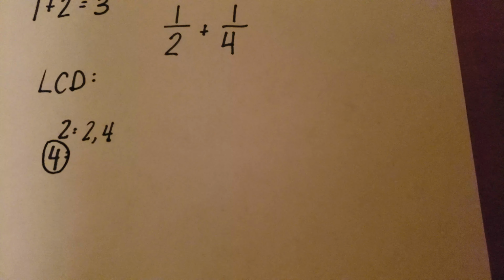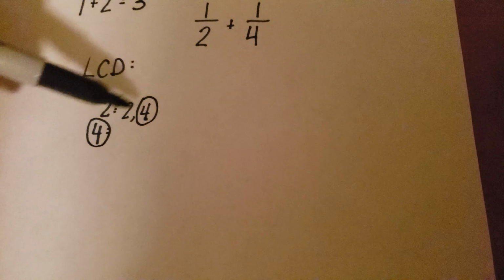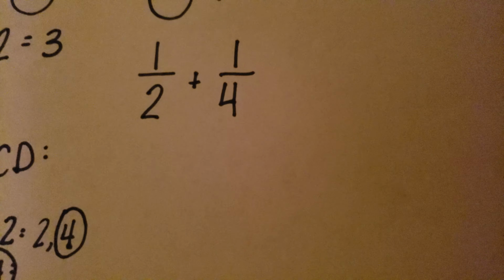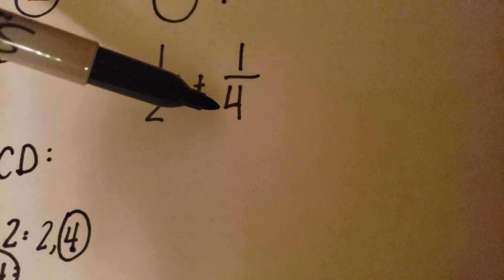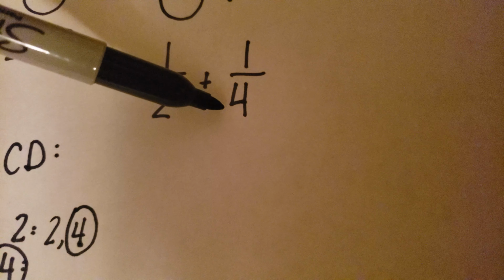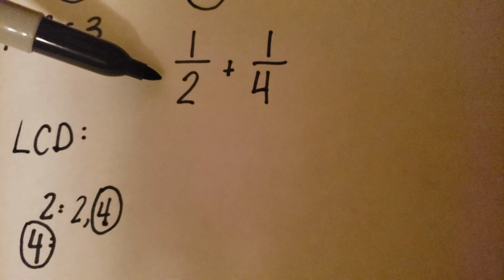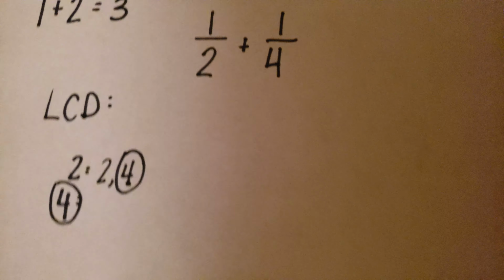I don't even have to list my multiples for 4 anymore because I have found a 4 in common with this 4. So when I go back up to my fractions, I know that I don't have to change this fraction because it already has a 4 as the denominator. I don't need to do anything different with this one. The only fraction I need to change is 1/2. So what we're going to do is we're going to make an equivalent fraction for 1/2.